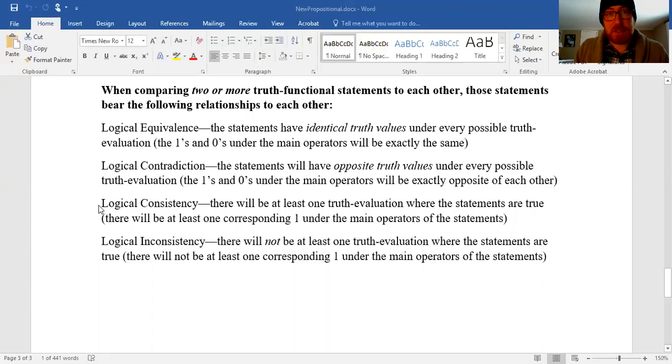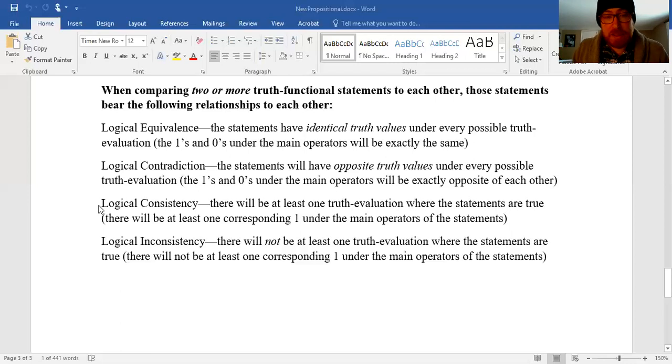Okay, next we have logical consistency. Two statements are logically consistent if there's at least one truth evaluation where they both come out true. What that looks like in a table is you will have at least one corresponding line where they're both true. If you've got one formula true on line 2, and the other formula true on line 7, these are not corresponding lines, because on line 2 you're going to have different truth evaluations than on line 7. In order for them to have corresponding truth values, they have to be true on the same line. So if there's at least one line where they're both true, however many lines you have in the table, then you've got logically consistent statements.